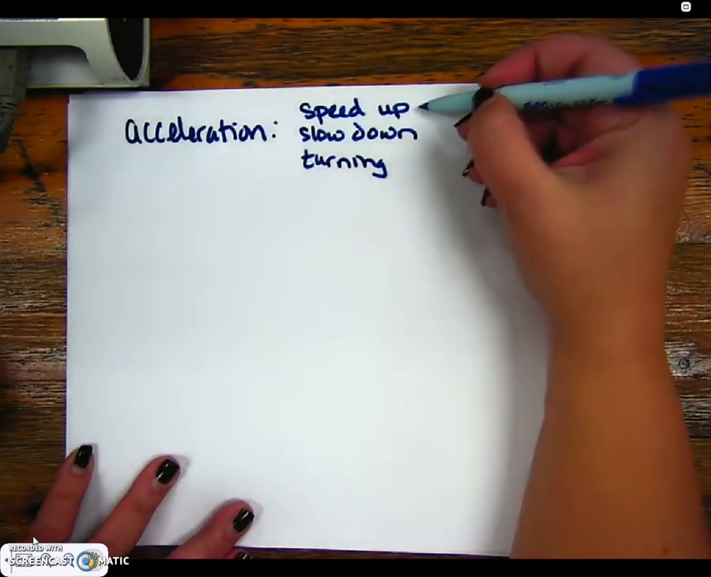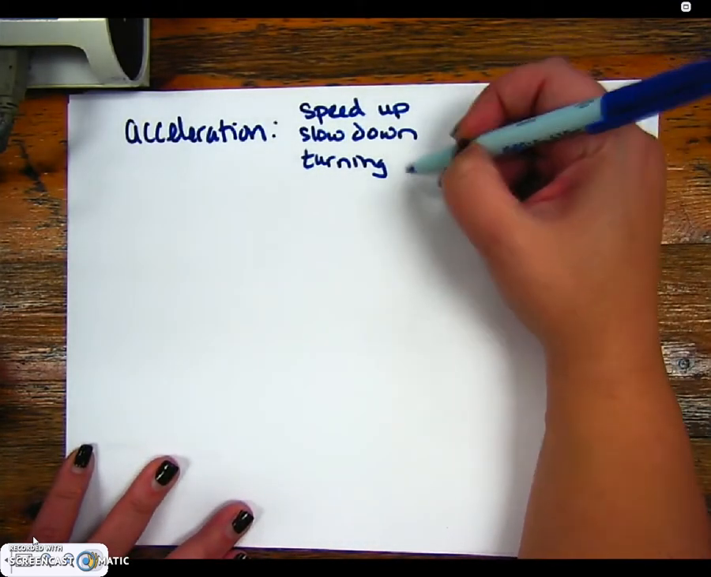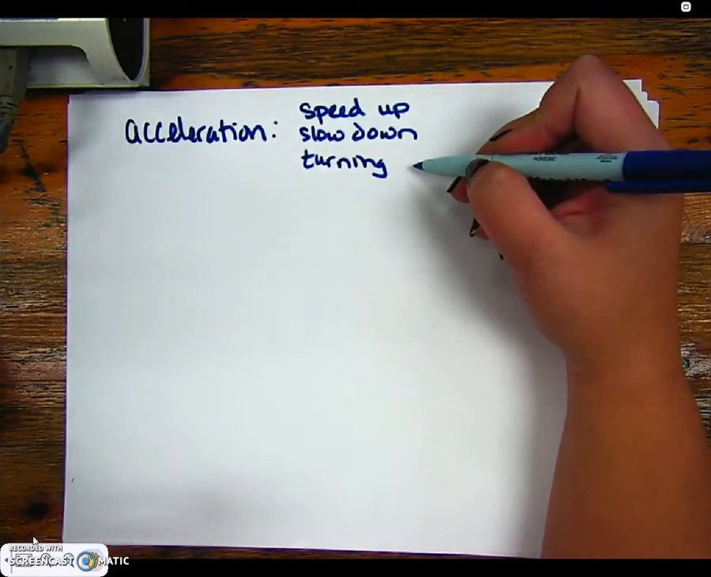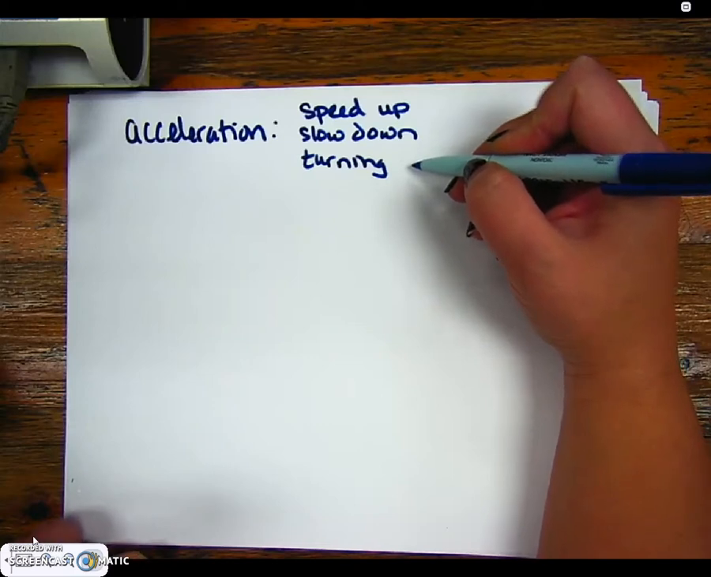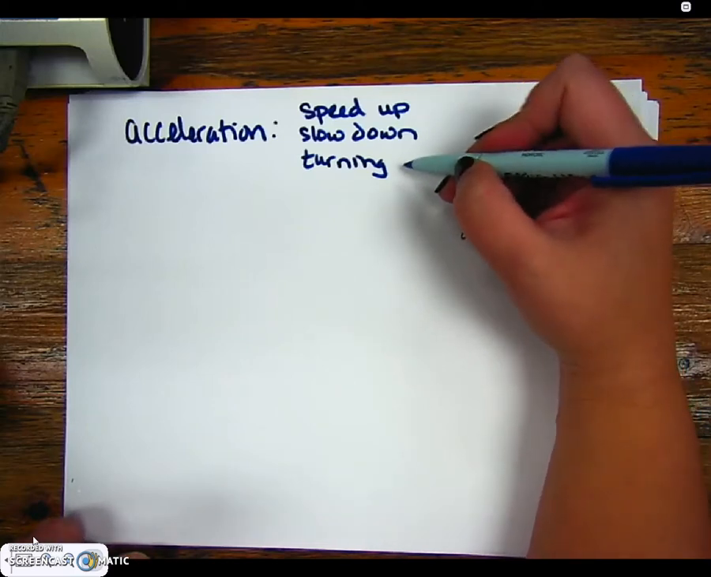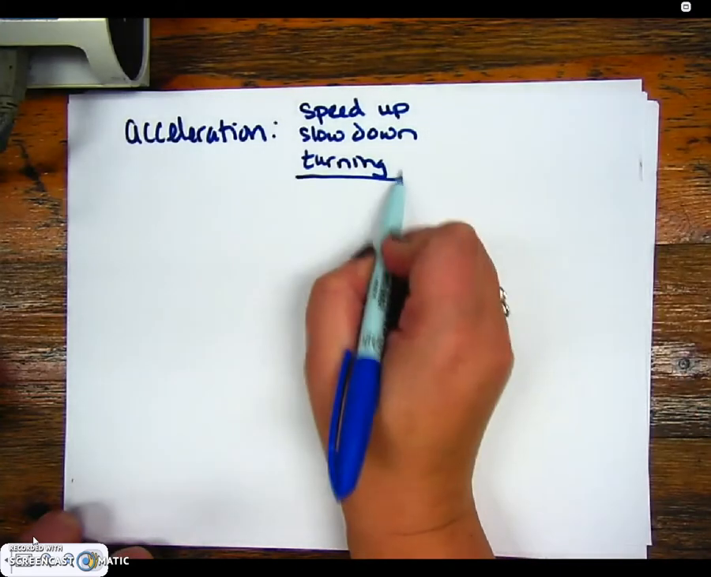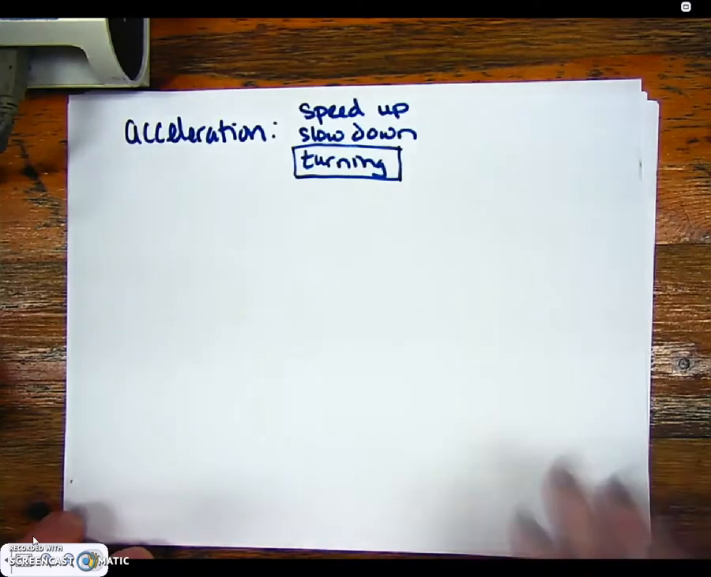It can mean that you're speeding up, you're slowing down, but also it can mean that you're turning, because velocity is a vector, it has a direction. So if you change which direction you're going, even if you stay at constant speed, you're still considered to be accelerating. So we are going to be dealing with turning in this unit.